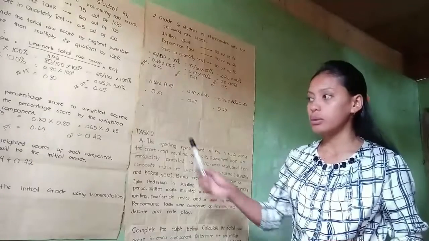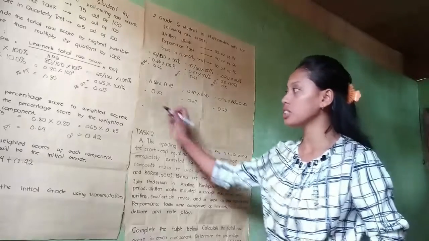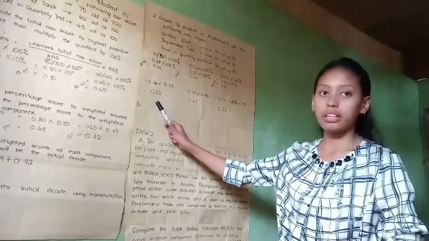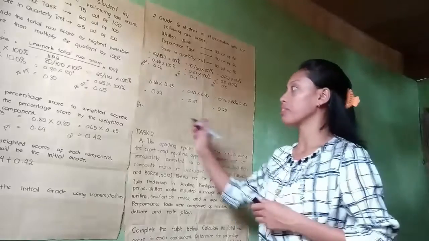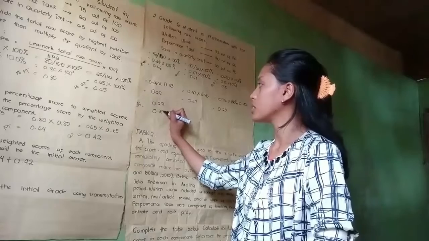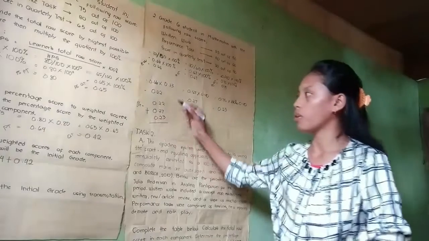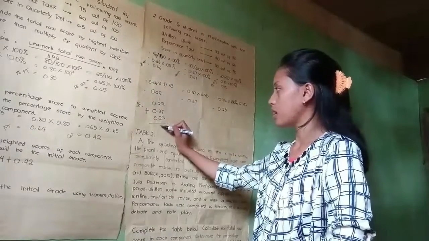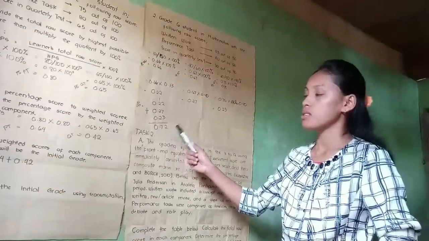Next is to add the weighted score of each component. The result will be the initial grade. To get the initial grade, we will add these three: 0.22, 0.27, and 0.23. So I will write it: 22, 27, 23. So I will add up. So the initial grade is 0.72.